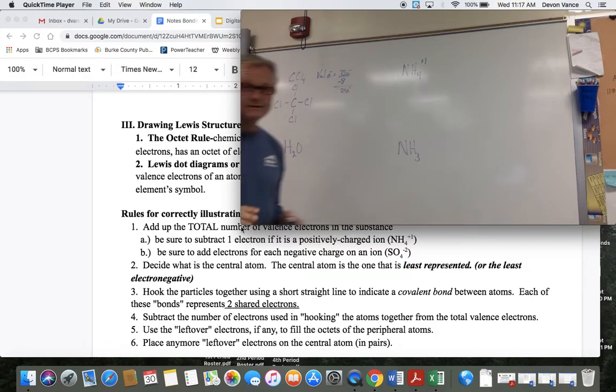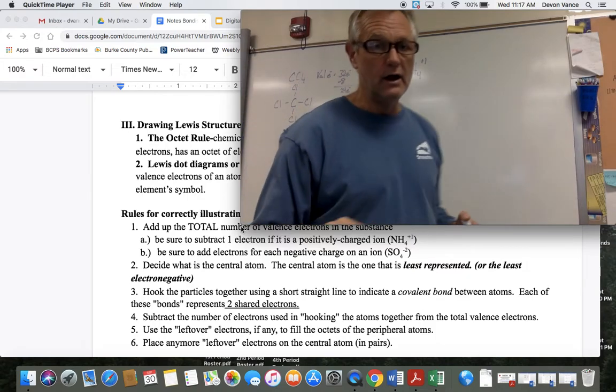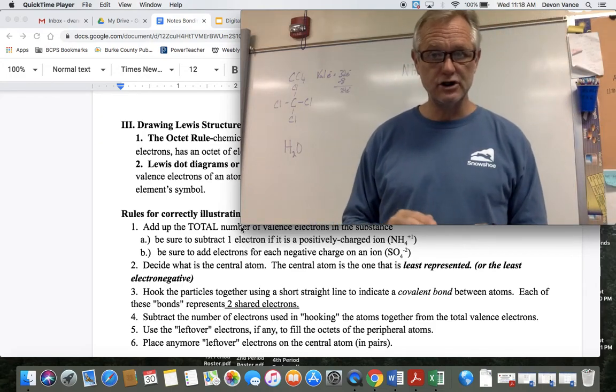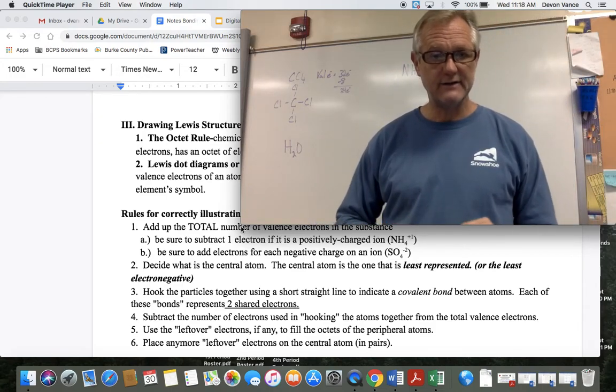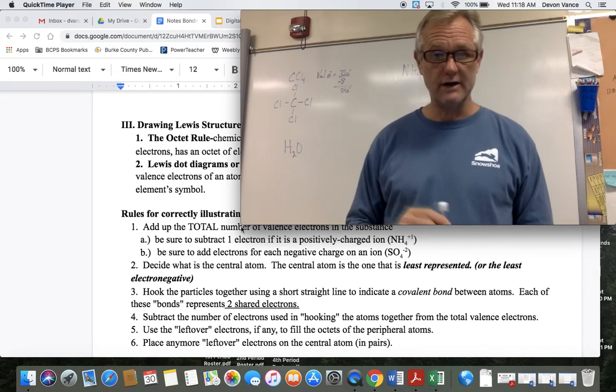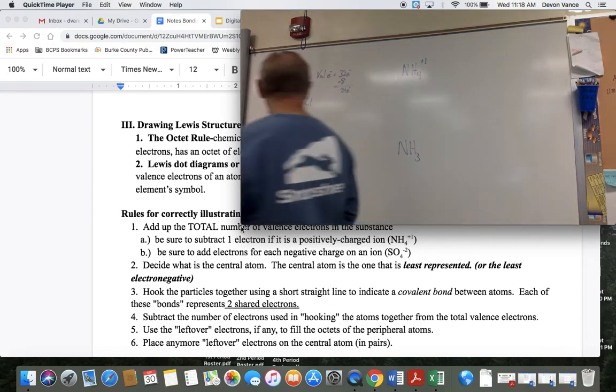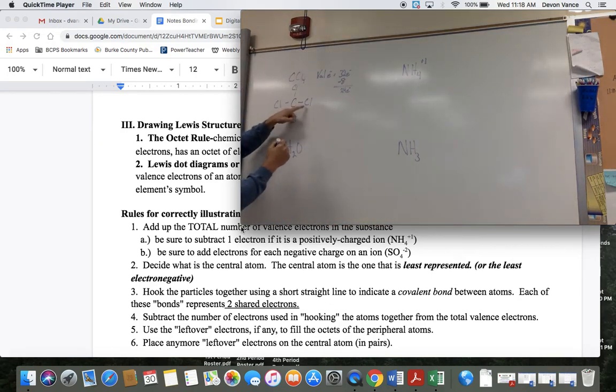The next step says, this is step number 5, or I'm sorry, step number 4, it says subtract the number of electrons used, and then step number 5 says use the leftover electrons, if any, to fill the peripheral octet rule. So now I'm going to say, okay, this chlorine is sharing these 2, so it needs 6 more. 1, 2, 3, 4, 5, 6. So I've used 6. Then this one will also use 6.